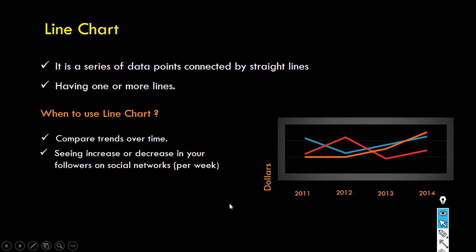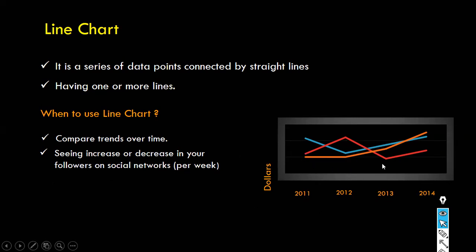So when to use a line chart? When you want to compare the trends over a period of time. When it comes to a time chart, make sure that you are plotting the dates or time-related values on the x-axis. It can be year, quarter, month, day, or week also. Okay. So if you want to understand the trends over a period of time, in that kind of situation we use a line chart. Seeing the increase and decrease in your revenue is very helpful.